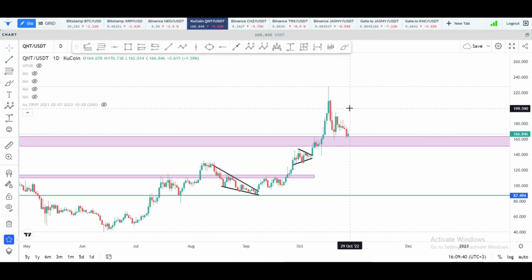And now the question is, are we going to break the support? Are we going to go higher than this level here, which was at 228? Or what is going to happen? So what I'm going to do in this video, I'm going to try and address all these questions. I'm going to show you my price target in the immediate short term.